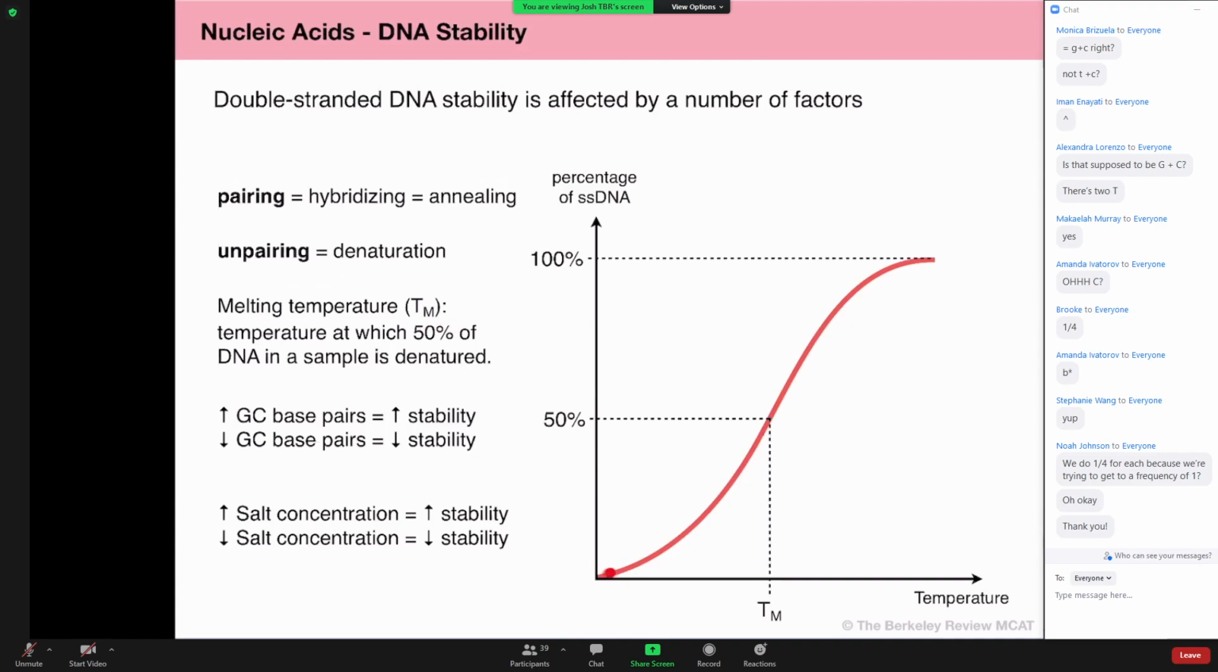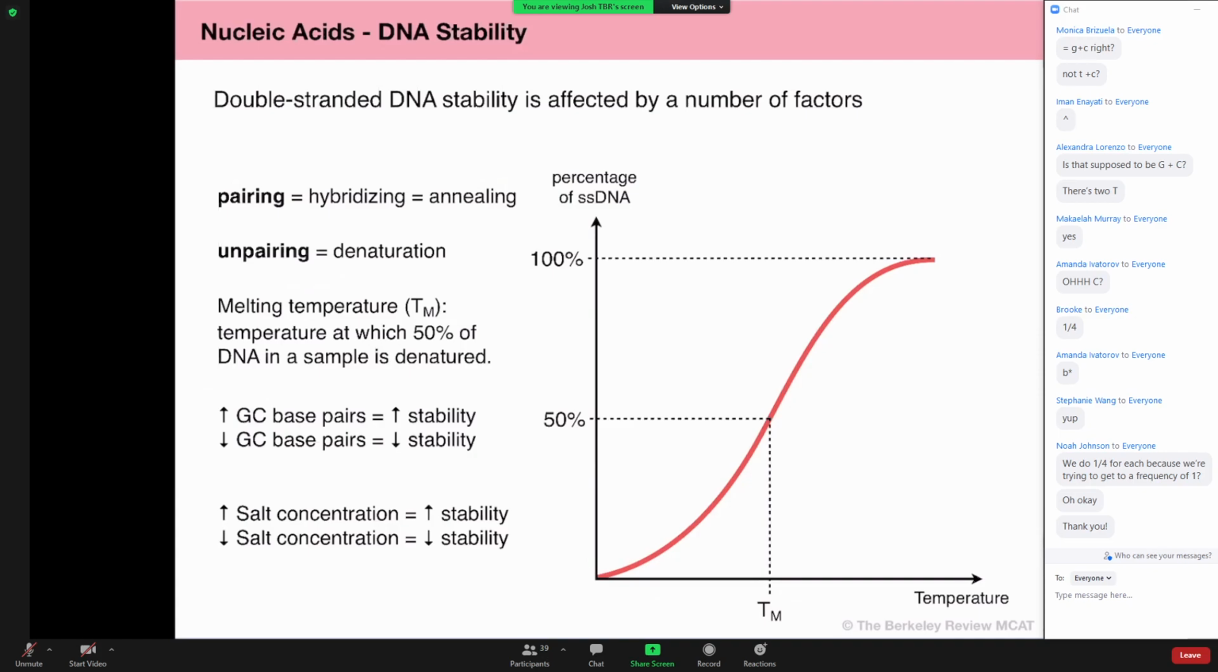As you can see from this graph, the higher the temperature, the more DNA will be denatured, so you'll go from double-stranded to single-stranded DNA. GC pairs increase stability. Why? Because GC pairs can form three hydrogen bonds. So if you have more GC pairs in a genome, you'll have to warm your DNA up to a higher temperature for it to denature.